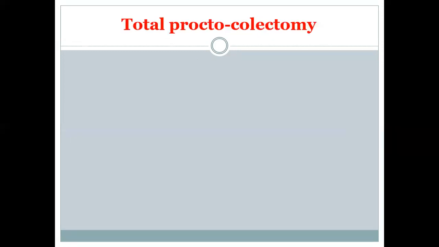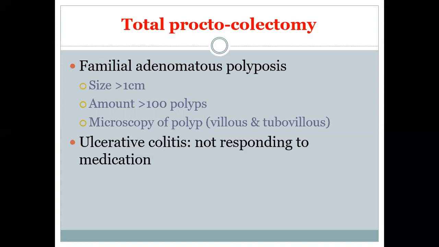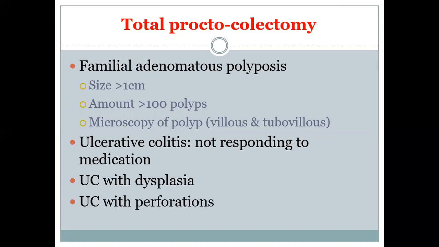What about the conditions in which we might need to do a total proctocolectomy and will need a permanent stoma? Maybe familial adenomatous polyposis, when the polyp size is more than 1 centimeter, when they number more than 100, or when they are suspicious, like being villous or tubulovillous. Some conditions like ulcerative colitis not responding to medication, or having dysplasia.